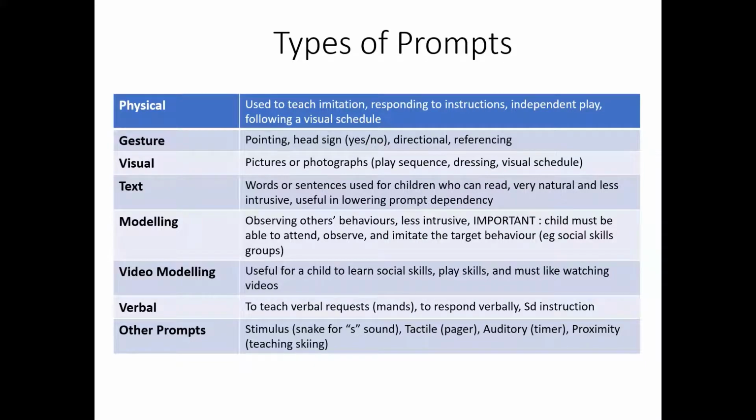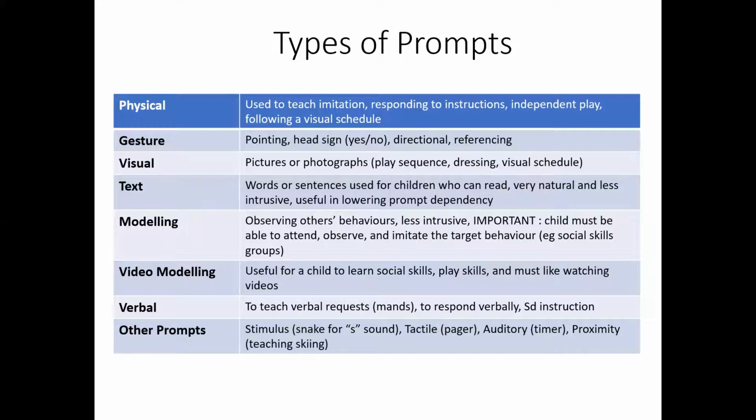Another common type of prompt is modeling, so observing others doing that behavior. So this is a less intrusive prompt. Important to note that the child must be able to attend and pay attention and observe and be able to imitate the behavior. So often this could be used in social skill groups, or it could be watching a video tutorial, which is video modeling, another really common one, which we can use for teaching social skills and play skills, and lots of children like watching videos. So it could be real life modeling in the moment. So we brush our teeth and we show our child what to do, and then they watch us and they copy us and imitate us. That will be modeling, or video modeling, watching a video of somebody doing it and then learning that way.